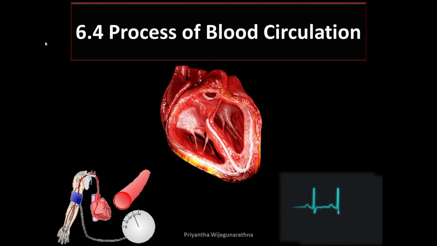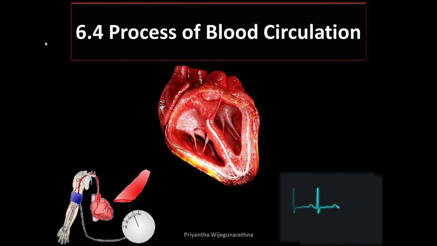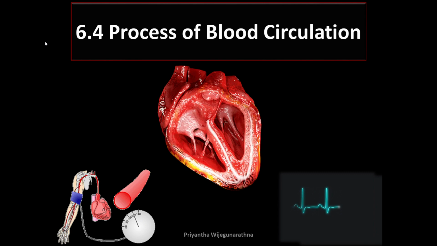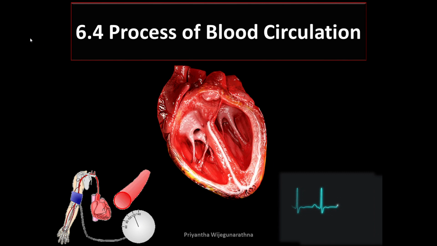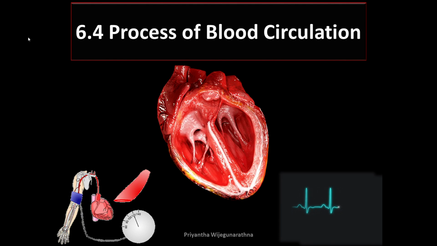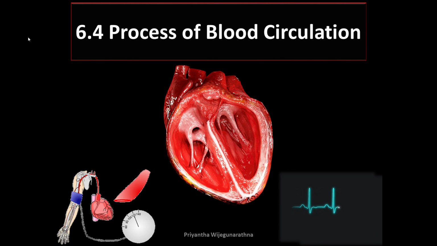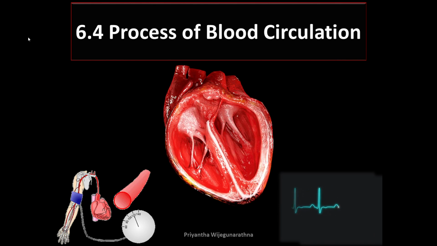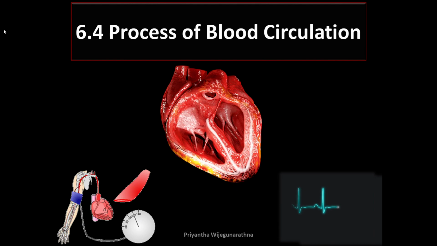In the previous lesson, you even learned that the digested food, or the end products of the digestion of food, should be absorbed and transported to the cells. This transportation of materials within the body is done by blood, and the process of blood circulation is very important for the transportation of materials.